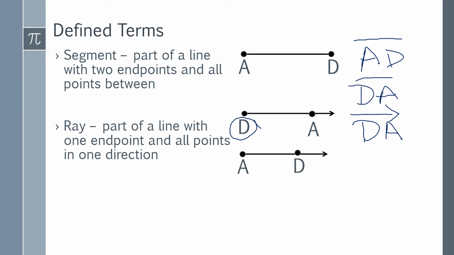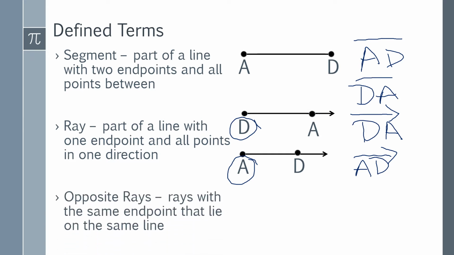But here we have another ray. The endpoint is different. Now the endpoint is A. So now this is ray, got my little symbol, A comes first, which is the endpoint, D. So this is ray AD. These 2 rays are not the same because their endpoints are different.